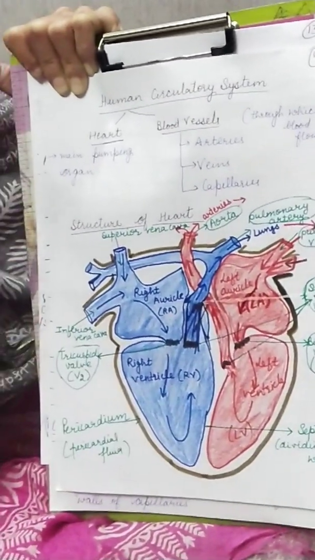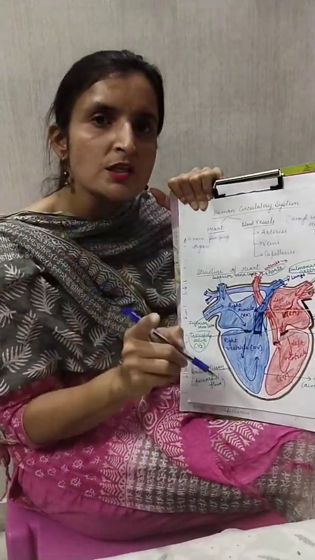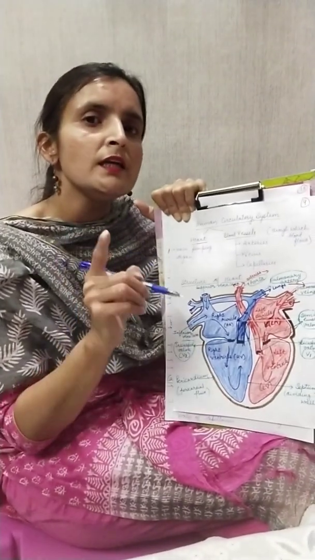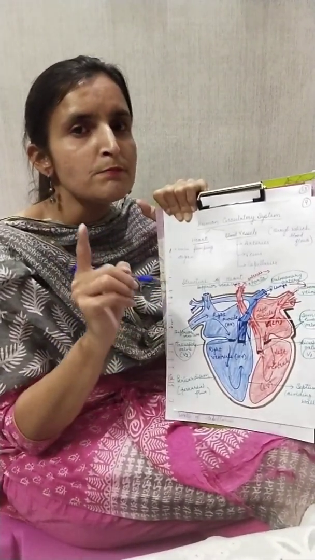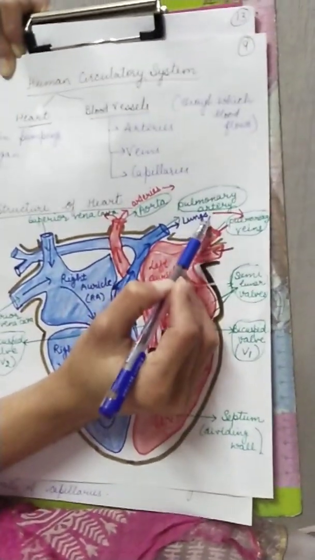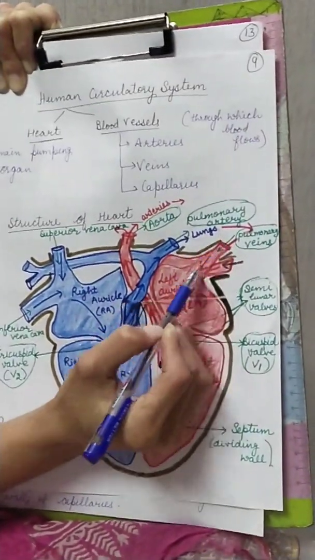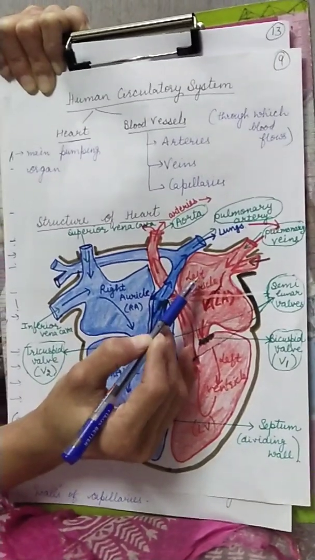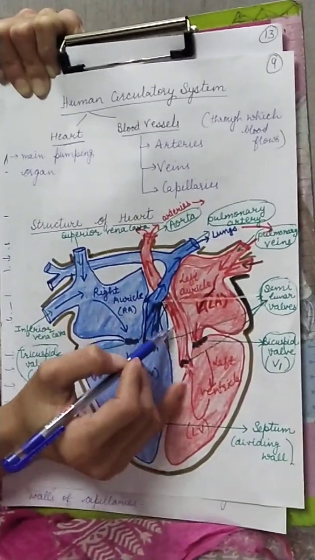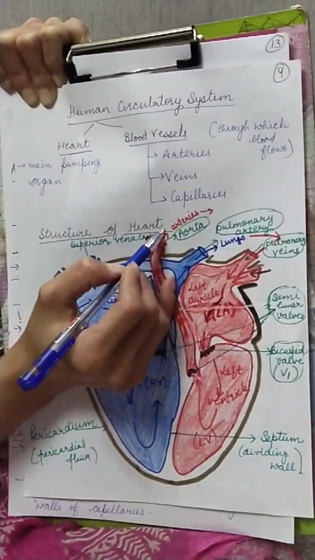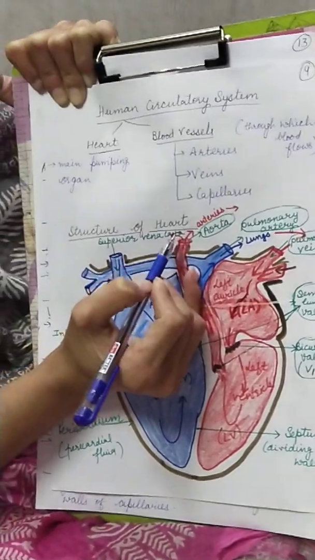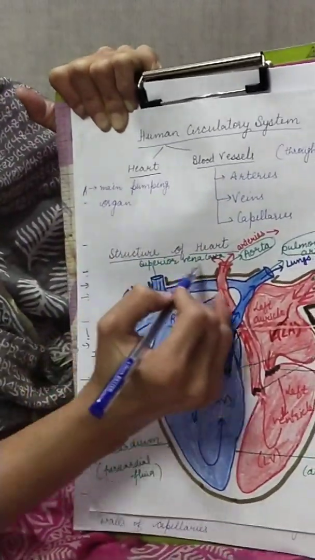Remember, all the arteries carry oxygenated blood except the pulmonary artery. All the veins carry deoxygenated blood except the pulmonary vein. The pulmonary vein carries oxygenated blood from the lungs to the left auricle. The oxygenated blood then goes into the left ventricle, and from the left ventricle it enters the aorta, from where it gets distributed into the various arteries. This is about the structure.